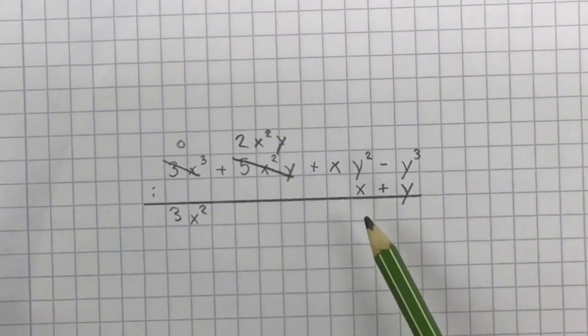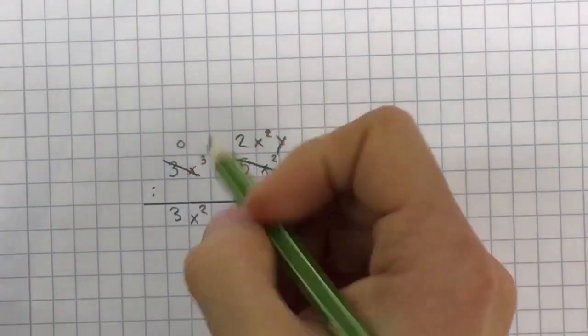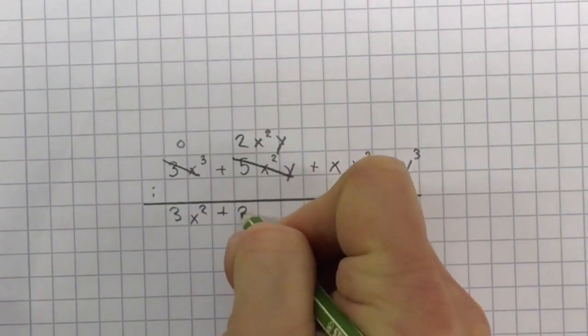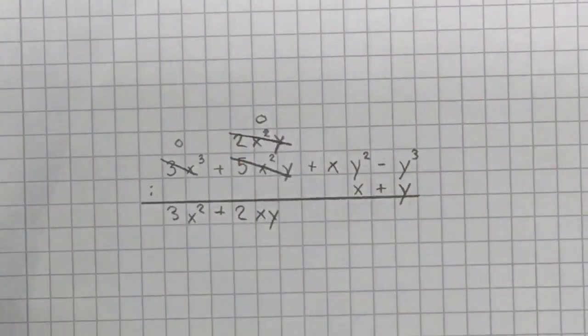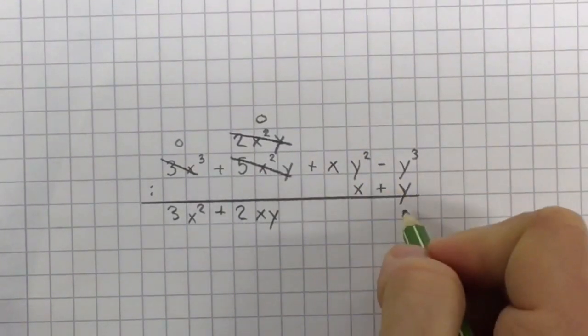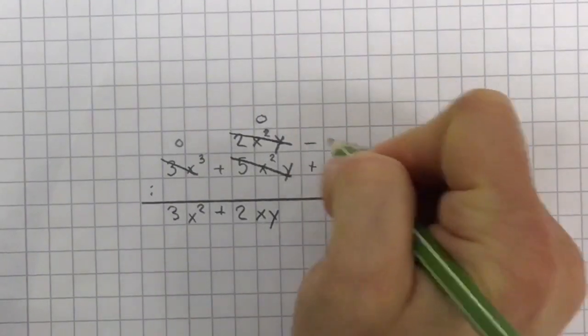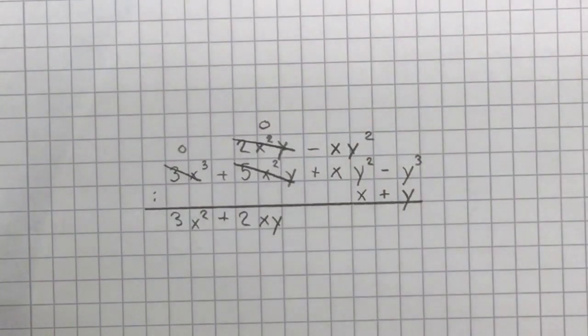Next one. So x times 2xy equals this. 2xy. That's going to remove that completely. And 2xy times y is 2xy squared. This minus 2xy squared is minus xy squared. So that's our new partial remainder.